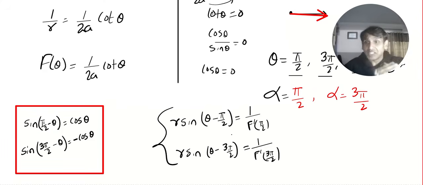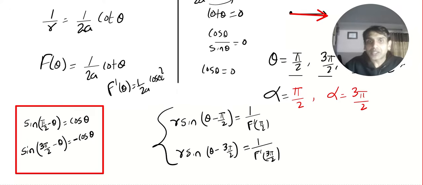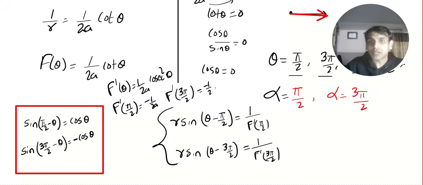But we jumped step 3. Step 3 is not a big deal. What's the derivative? f'(θ) is equal to 1 by 2a cosec² θ. So f' of the first value of alpha will give me minus 1 by 2a. You can use a calculator or you can use the trigonometric values. f' of 3π by 2 will also give me minus 1 by 2a.